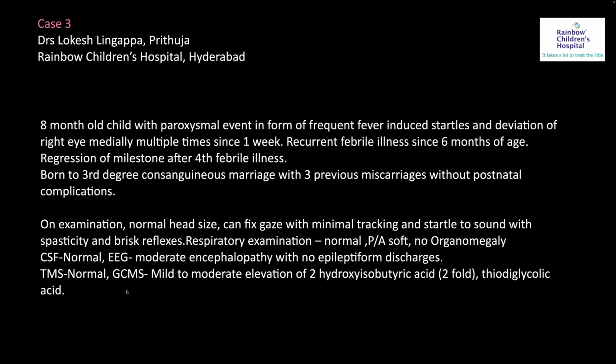This is an 8-month-old child with paroxysmal events in the form of frequent startles that started at 6 months of age. She started having fever, and after the third episode of fever, these fever-induced startles started, and parents even noted deviation of the right eye medially multiple times one week prior to presentation to us. As I mentioned, there was recurrent febrile illness, followed by regression of the milestones as well.